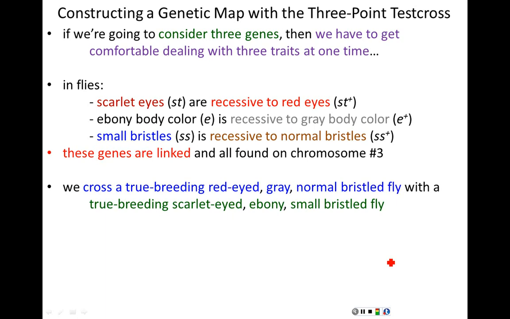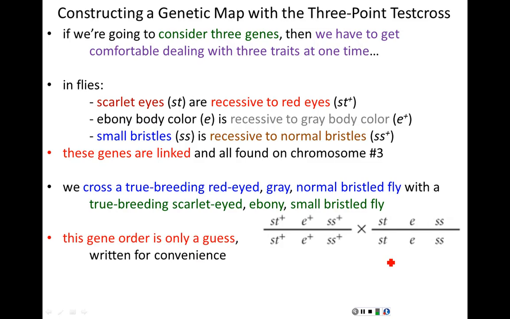We're going to take a true breeding, red-eyed, gray, normal bristled fly, so that's homozygote dominant across the board, and mate it with a true breeding, scarlet-eyed, ebony, small bristled fly, recessive across the board. This is the cross we're doing. So we know the linkage pattern in terms of dominance with recessives. When we do this cross, the F1s are going to have all dominant alleles on one chromosome and all recessive alleles on the other chromosome. We know that because that's the result of this mating.